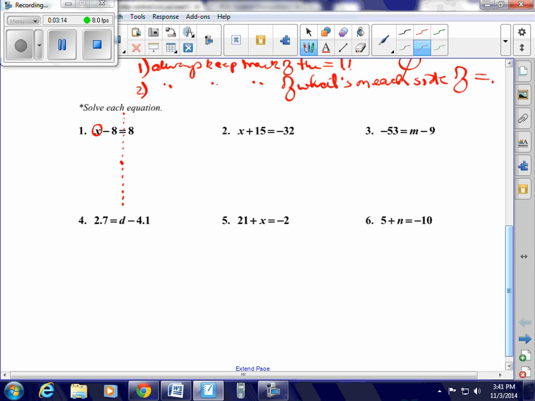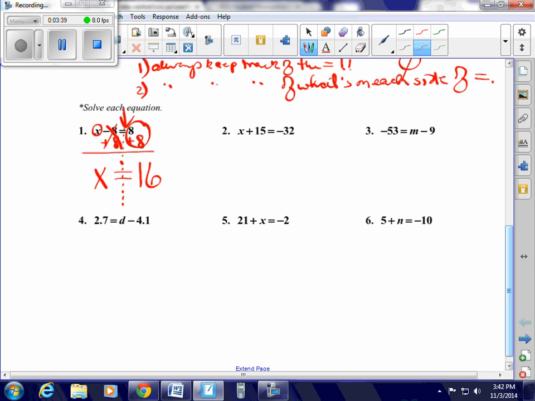Well, it's because the equal sign maintains a balance between one side and the other side. So if we add 8 to cancel out minus 8, if we do that to one side, I have to do the same thing to the other side. This minus 8 and plus 8 have now canceled out. I have x all by itself on the left side. On the right side, we just do the math. 8 plus 8 is 16.